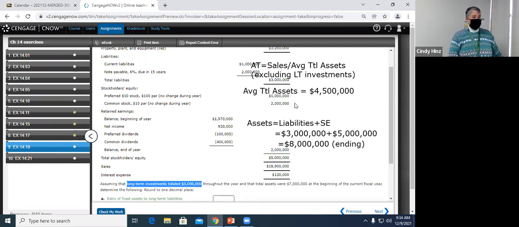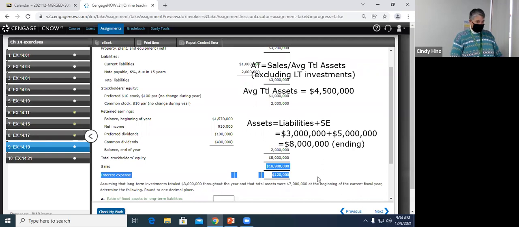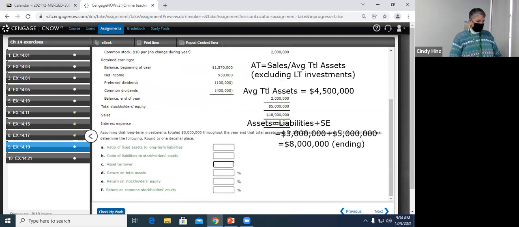So now we can finish our calculation. Asset turnover is sales, which are given right here, $18,900,000, divided by our average total assets excluding long-term investments, which we just went through, is 4.5 million. And so the asset turnover is 4.2.